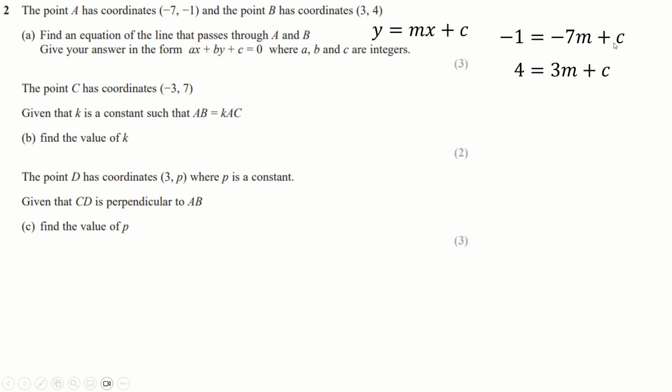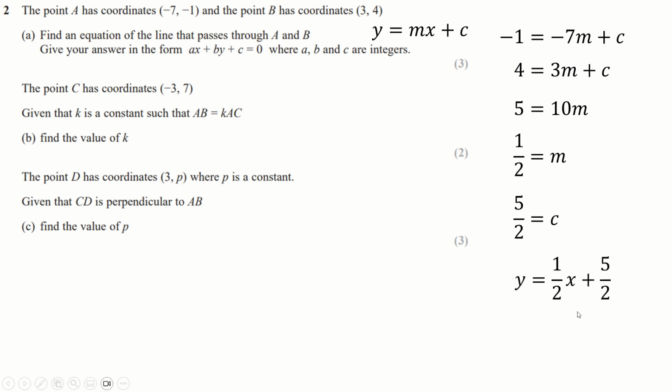Do this one, take away this one, 3 minus minus 7 is 10, 4 minus minus 1 is 5, you get m is a half, and then you can substitute a half into there, and you get c is 5 over 2, which you can then write into here, so the equation is y equals a half x plus 5 over 2. Double everything, take away x, and then take away 5 over the 5, and you'll end up with this here.